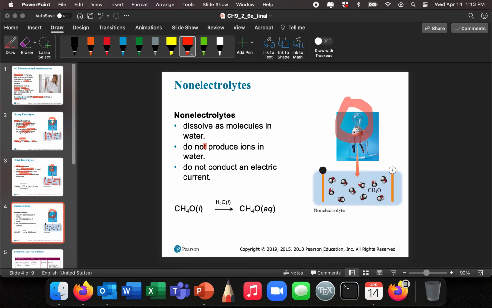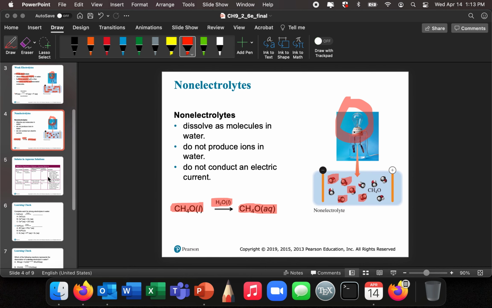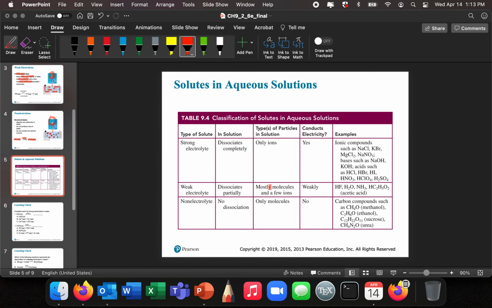Why? Because the solutes do not break up into ions. So methanol, we've seen this before, if you add that to liquid water, it will dissolve and make aqueous methanol. But it doesn't break up. It just stays as molecules, and it does not conduct electricity in solution. As a review, solutes in aqueous solution: strong electrolytes dissociate completely. They're only in ions, and yes, they do conduct electricity.